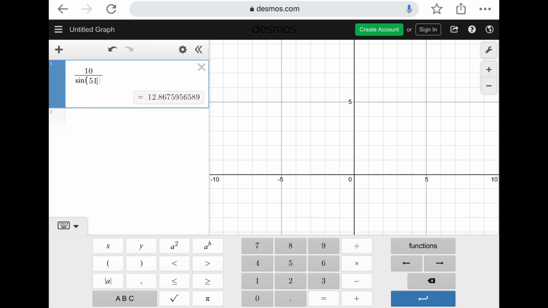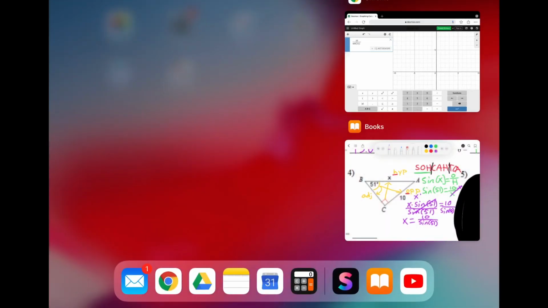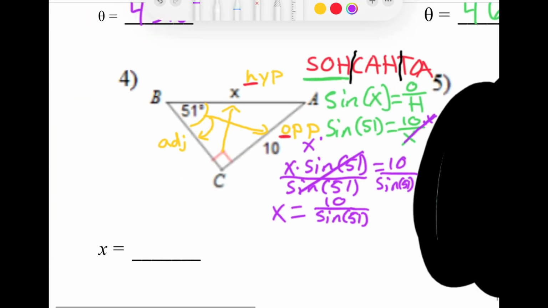And we get 12.86759, so on and so forth. Rounding to the nearest tenth, we get 12.9. So that would be our answer for number 4.